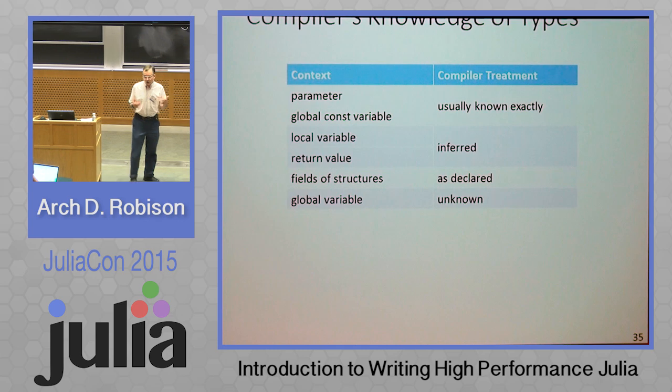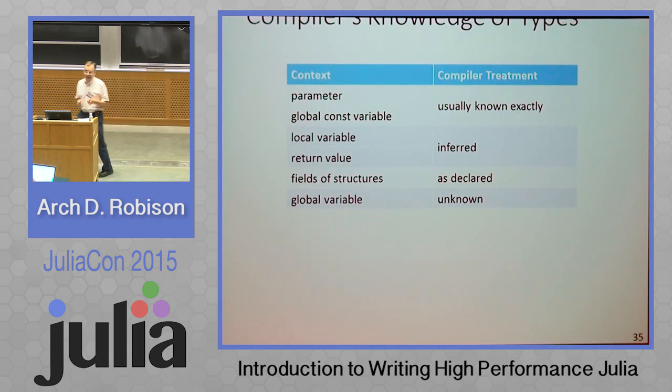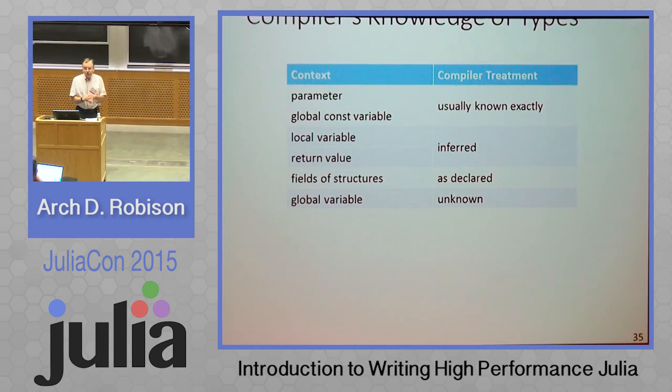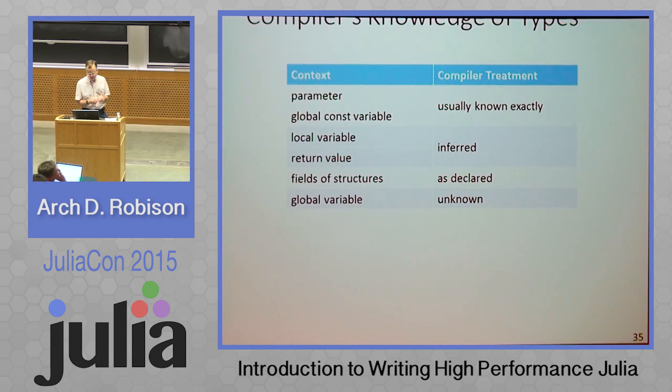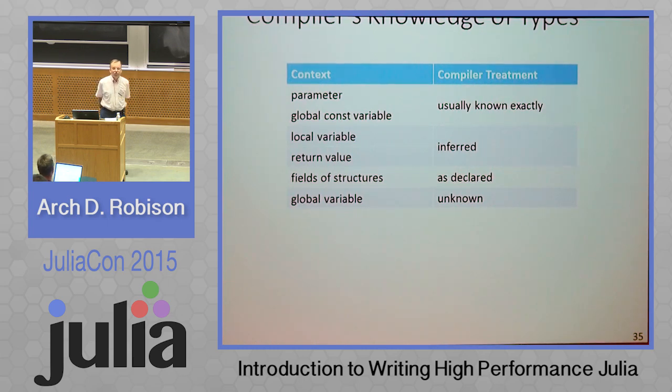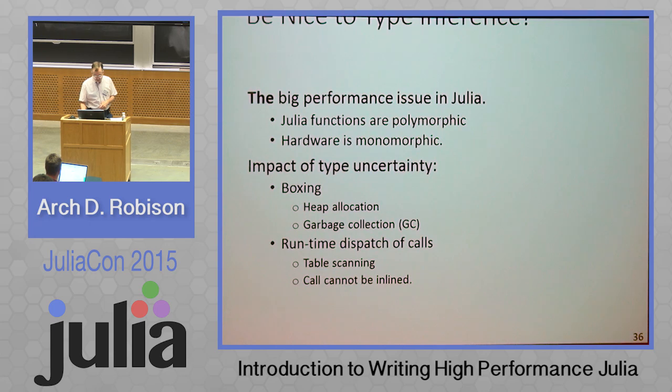Global const variables: global variables that are marked const. The compiler knows exactly the type and value of those, so those aren't a big issue. Local variables and return values are inferred by the compiler, and those are the ones we have to be careful about to not get in the way of the compiler's type inference. There are fields of structures. As I showed, you pretty much get what you declare. And finally, global variables: the compiler knows almost nothing about them, because it doesn't know what you're going to assign to a global variable in the future. So, be nice to type inference.